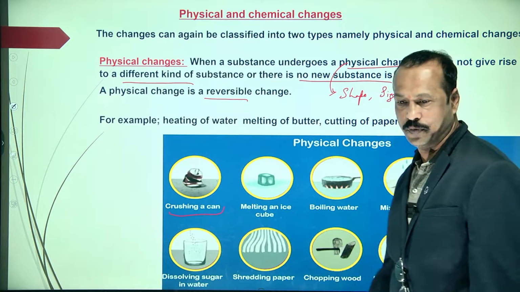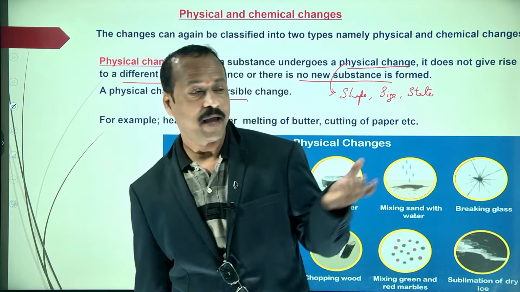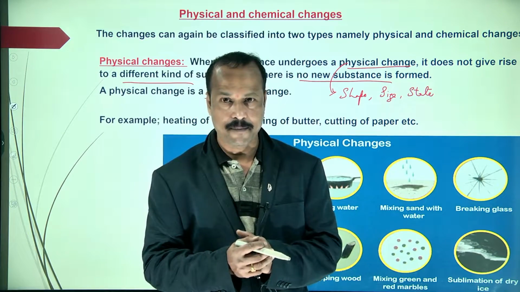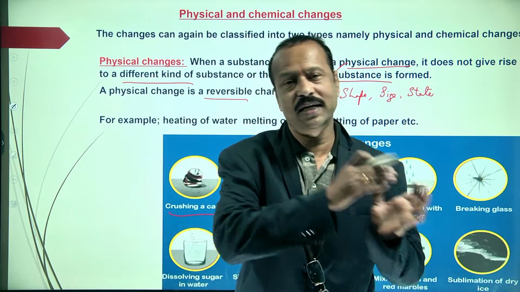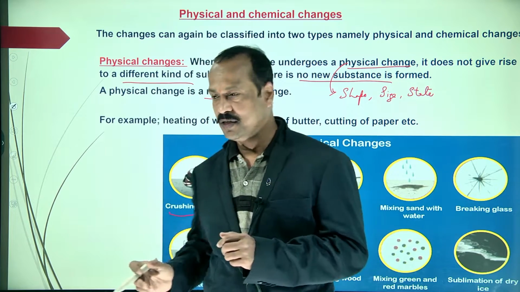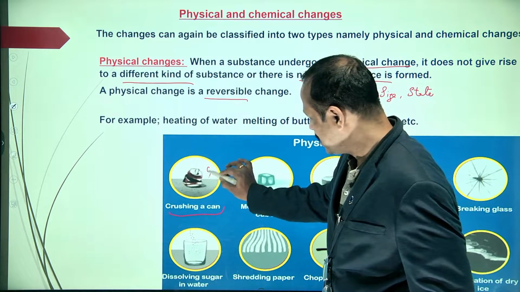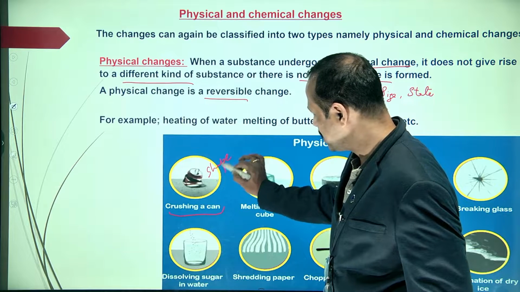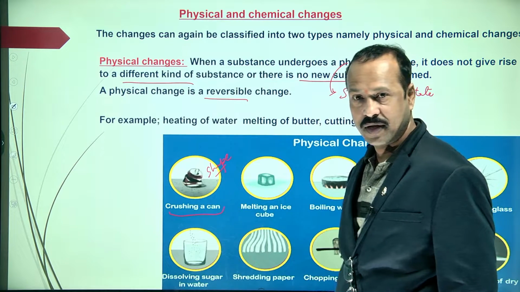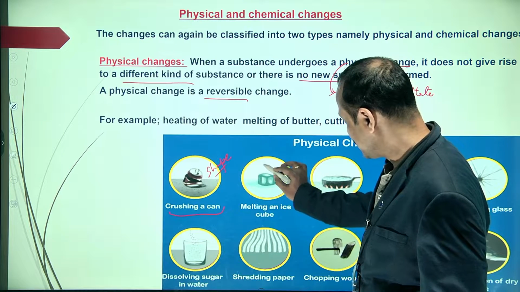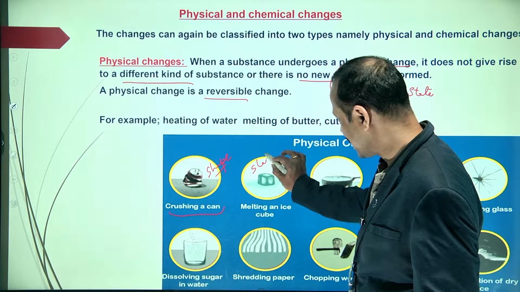Melting of an ice cube. So if I keep an ice cube outside, under room temperature, it will melt. Again if I freeze it, again it comes to ice. Yes or no? So here there is a change in the shape. Where is the change in the shape? In the crushed can. Now in the second one, where is the change? Change in the state. Yes or no?